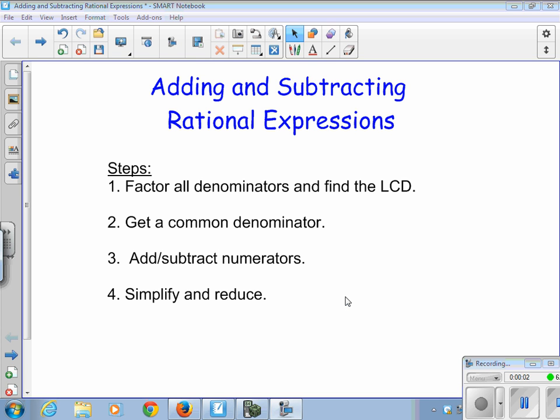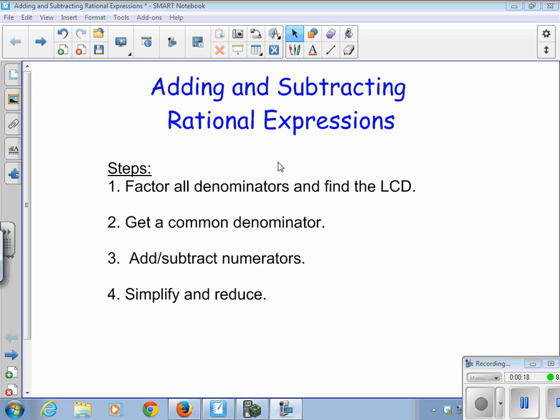Alright, so today we're going to learn how to add and subtract rational expressions, and this is a very, very important topic. This is going to stay with us for the rest of the semester, and you'll also have to be able to add and subtract rational expressions in calculus, so this is very, very important.